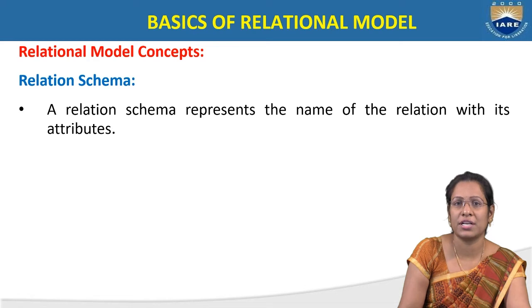What do you mean by structure? They will create a table with some set of columns. It is nothing but a structure. When it includes the data, it is not a structure. The table contains only the name and the attributes, and it includes the schema, or overall design, or the structure. So here relation schema represents the name of the relation along with its attributes. It is called relation schema. The overall design of a table is called a relation schema.